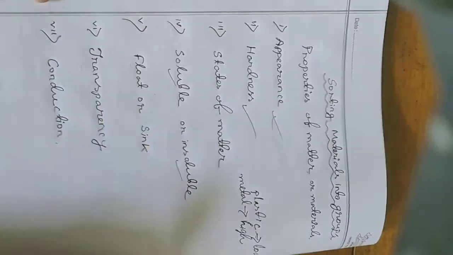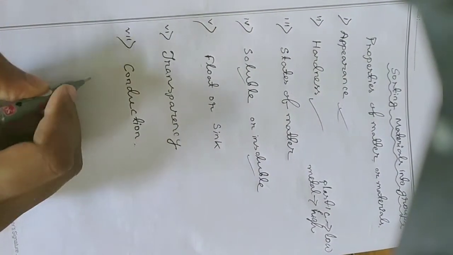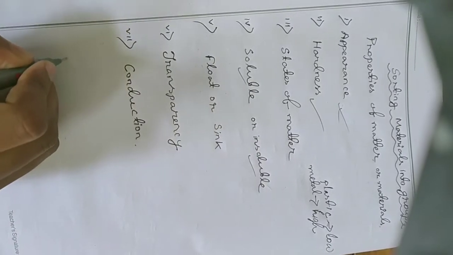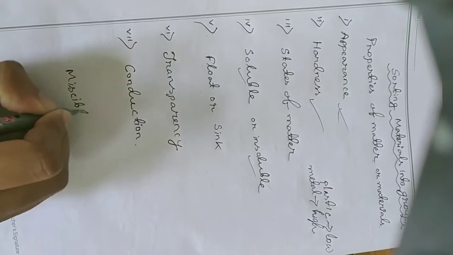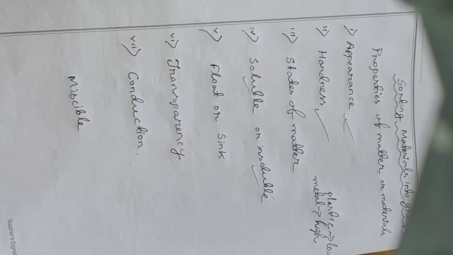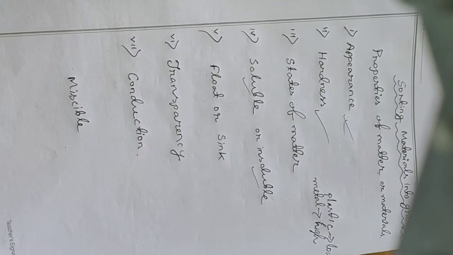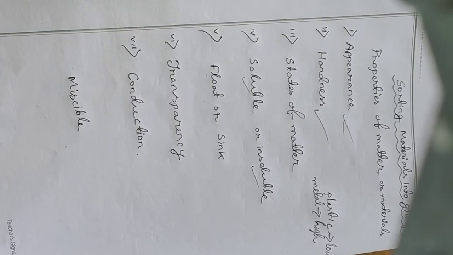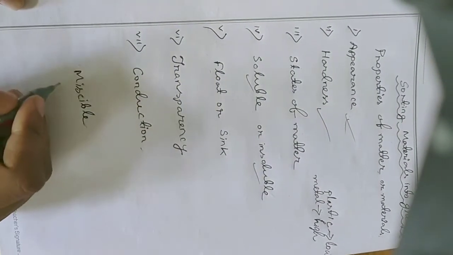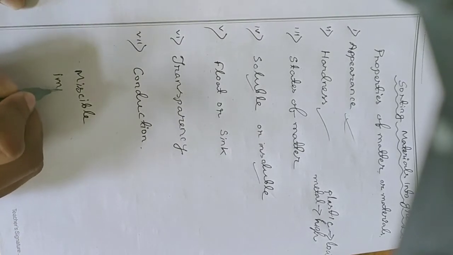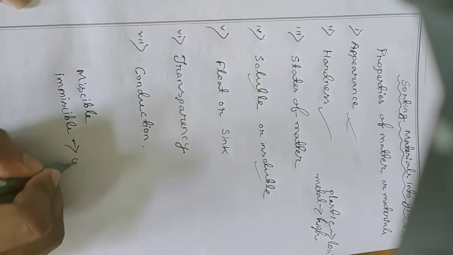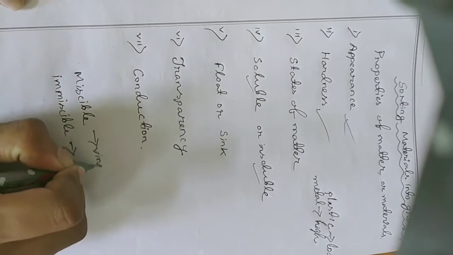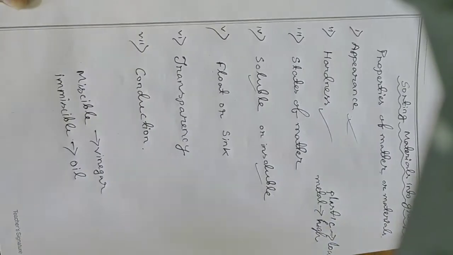And if any liquid dissolves in water, it will be called a miscible liquid. For example, vinegar dissolves in water, so it is called miscible. And if a liquid does not dissolve in water, it will be called immiscible. For example, oil, it cannot mix with water.